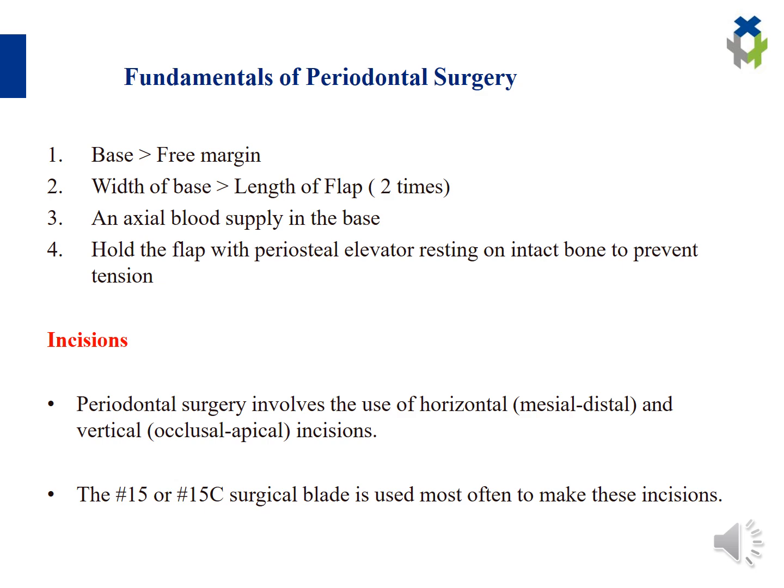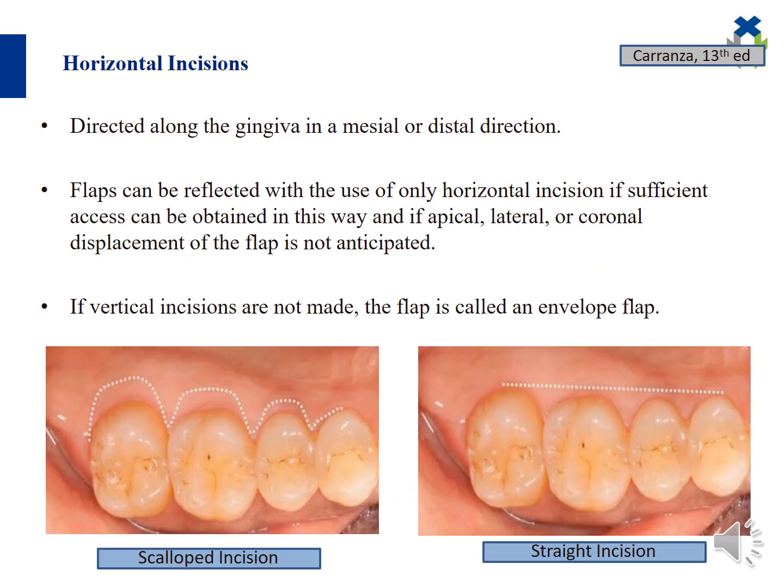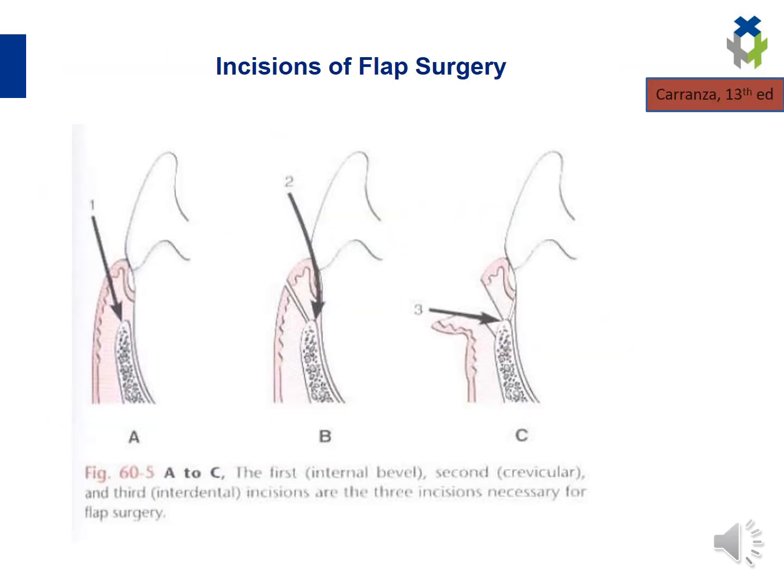Incision: periodontal surgery involves use of horizontal and vertical incisions. A 15 or 15C blade can be used. Can you see the scalloped incision, which follows the morphology of the tooth, and the straight incision, which can be used directly. Incision of the flap, can you see this one? The A, B, C, and this is the picture which is in Carranza itself.